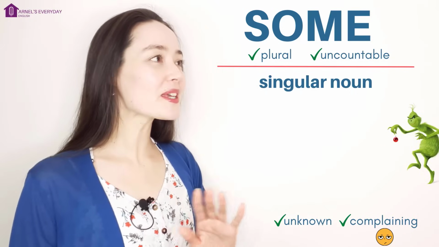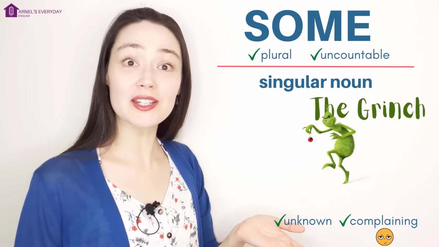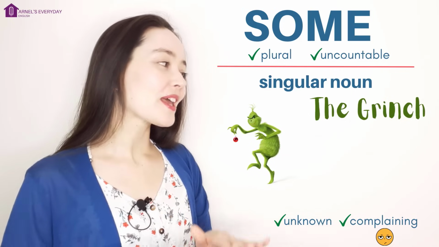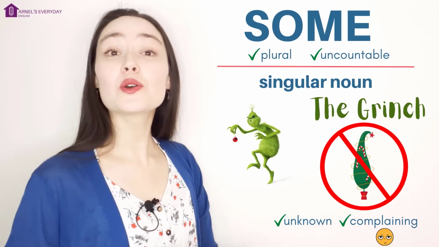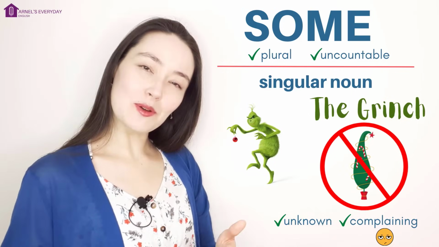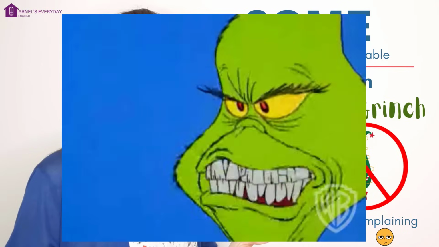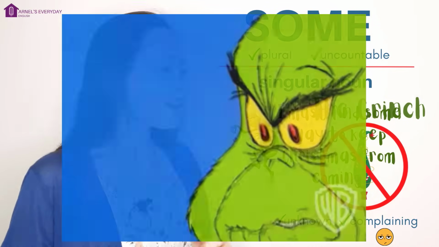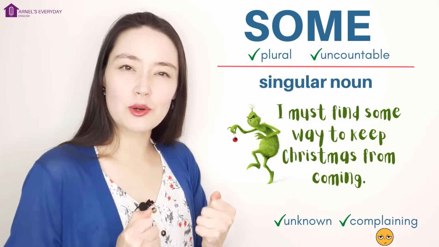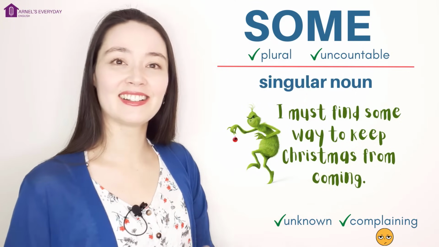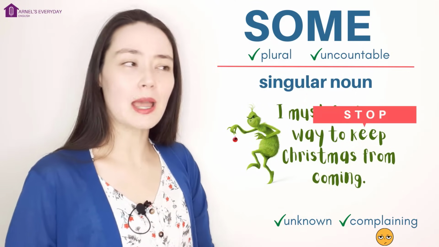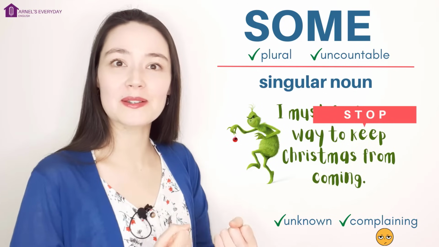Do you know the popular kids character, the Grinch? If you don't, the Grinch hates Christmas. And in one movie, the Grinch says, I must find some way to keep Christmas from coming. Keep here means stop. I must find some way to stop Christmas from coming.